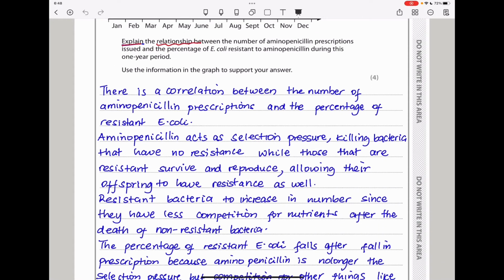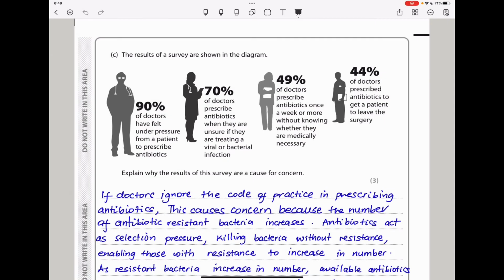So let's continue to the next part. Part C, the results of a survey are shown in the diagram. So here they say 90% of doctors have felt under pressure from a patient to prescribe antibiotics, and 70% of doctors prescribe antibiotics when they are unsure if they are treating a viral or a bacterial infection. 49% of doctors prescribe antibiotics once a week or more without knowing whether they are medically necessary. And 44% of doctors prescribed antibiotics to get a patient to leave the surgery.